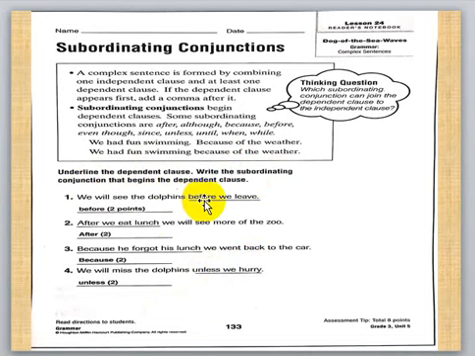Where is the subordinating conjunction here? Before. Where is the dependent clause? Before we leave. Okay, then number 2, where is the conjunction? After. Where is the dependent clause? After we eat lunch. Number 3, where is the subordinating conjunction? Because. Where is the dependent clause? Because he forgot his lunch. It's very easy. So the dependent clause comes with what? After the subordinating conjunction. Okay, I hope you got it.